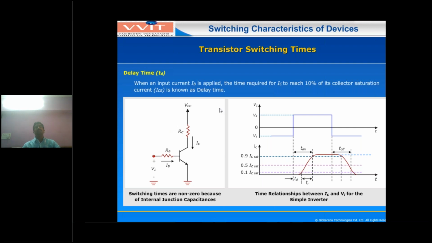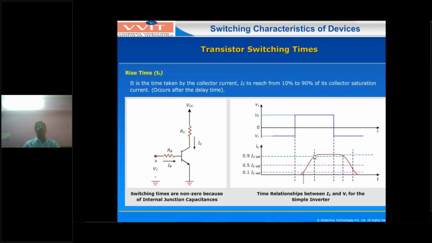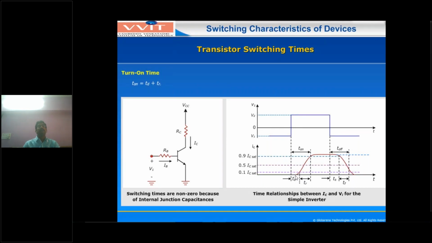And what is the delay time? Delay time means the time required for the collector waveform to reach from 0 to 10% of the collector saturation current, that is, the maximum current. That is 0.1 IC sat. The duration of time in which the collector current increases like this is called the delay time. Similarly, rise time is the time during which the collector current increases from 10 to 90%. Similarly, what is the turn on time? Delay time plus rise time is called the turn on time.